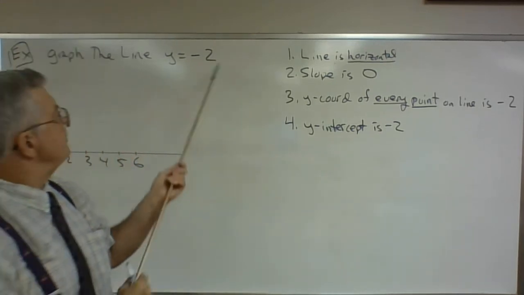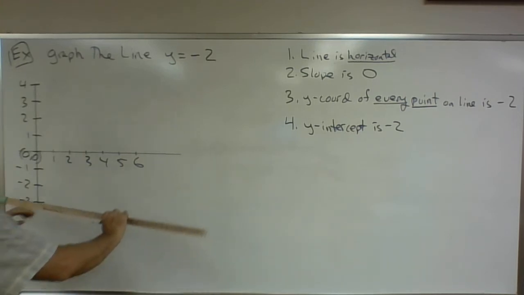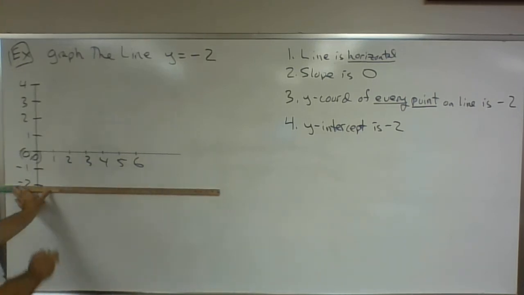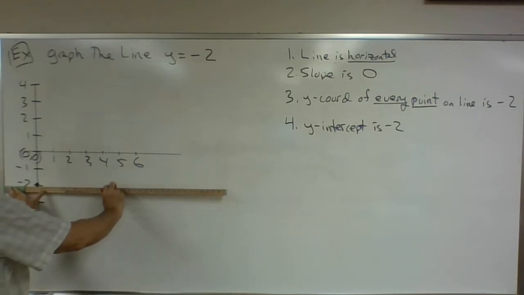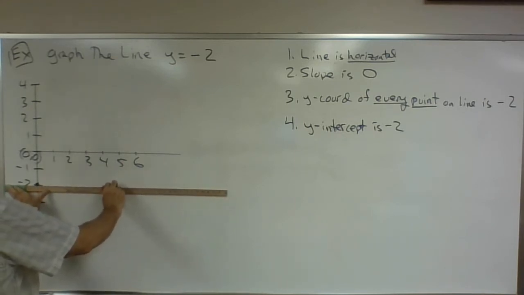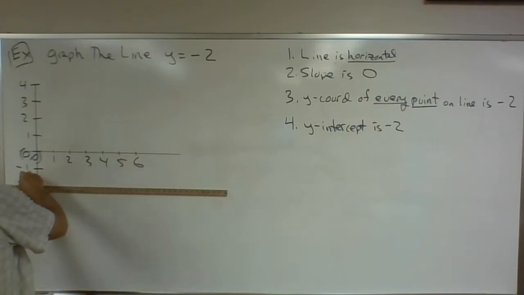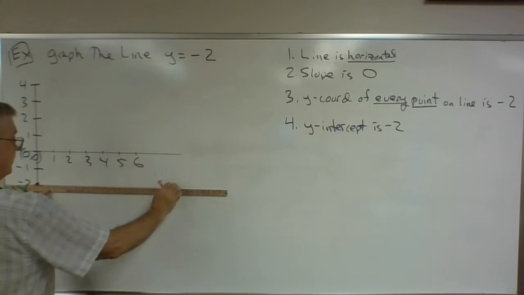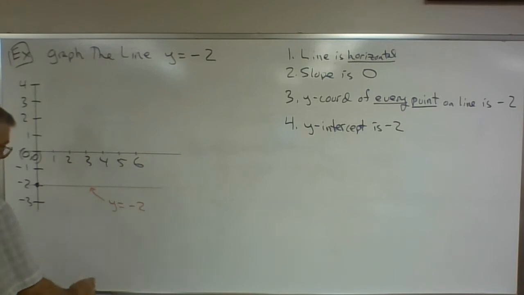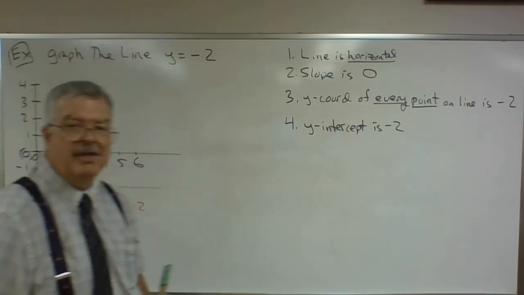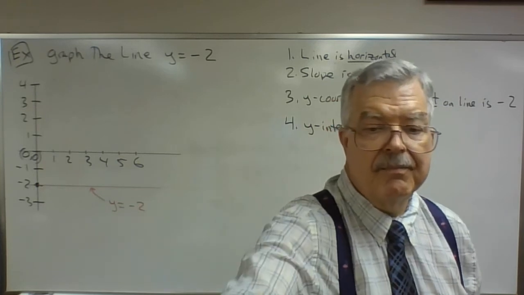So to draw this baby, we're going to go to the y-intercept. That's this thing, -2. And I'll tell you what, let me plot my y-intercept. There it is, y equal -2. Now I'm going to draw a horizontal line that goes through this son of a gun. And here we go. This is the line y equal -2. There, we did it.